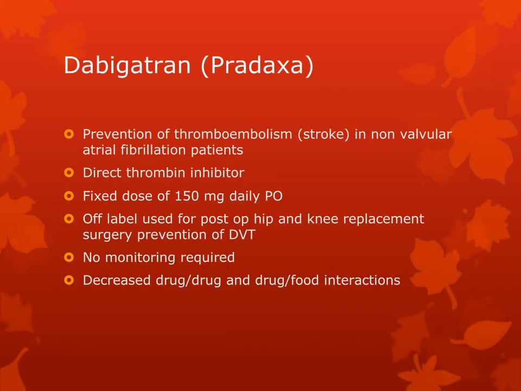Dabigatran, Pradaxa. Prevention of thromboembolism and stroke in non-valvular atrial fibrillation patients. A direct thrombin inhibitor. It has a fixed dose of 150 milligrams by mouth. Off-label, it's used for post-op hip and knee replacement surgery prevention of DVT. There's no monitoring requirement. Decreased drug-drug and drug-food interactions.